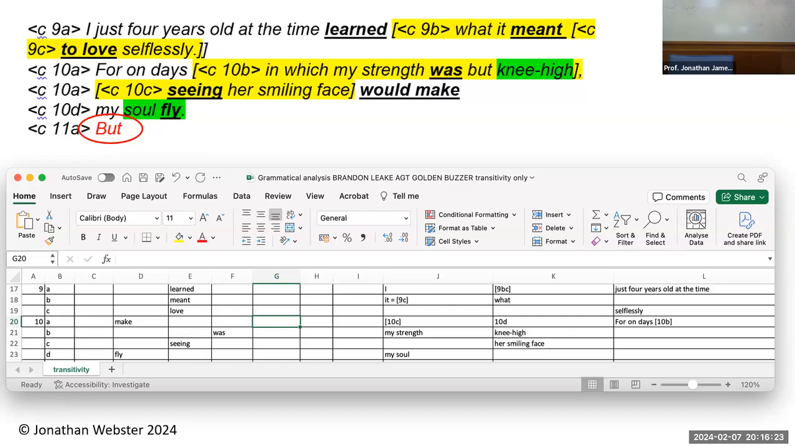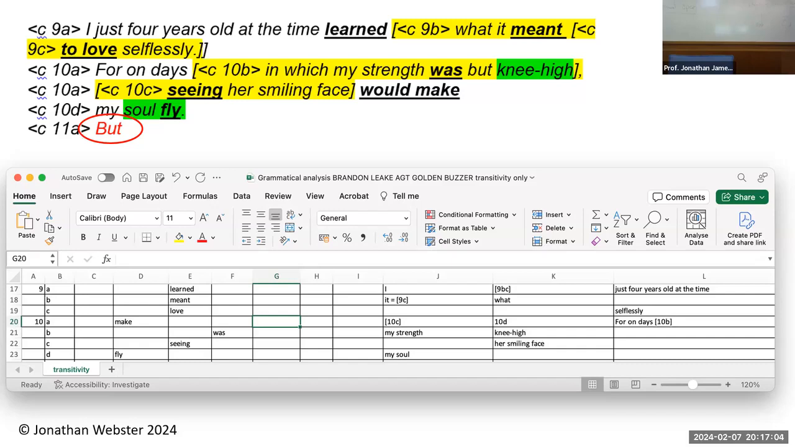I learned. And then B and C, what it meant to love selflessly, this all part here, that is what I learned, all right? Learned as a mental process. Meant, I'm taking as a mental process. What it means, meaning as something which you sense. You could substitute and say what it is to love selflessly, right? And be the verb to be, and be relational.